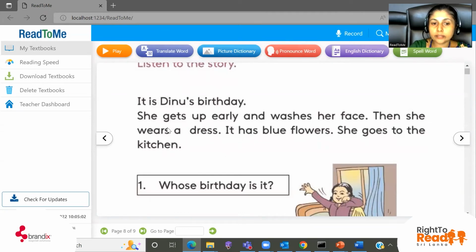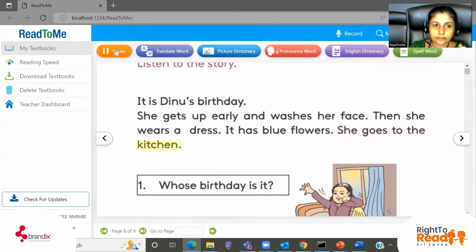Then she wears a dress. Next thing is to get dressed. Then she wears a dress. It has blue flowers. This sentence talks about the things on her dress. There are blue flowers on her dress.